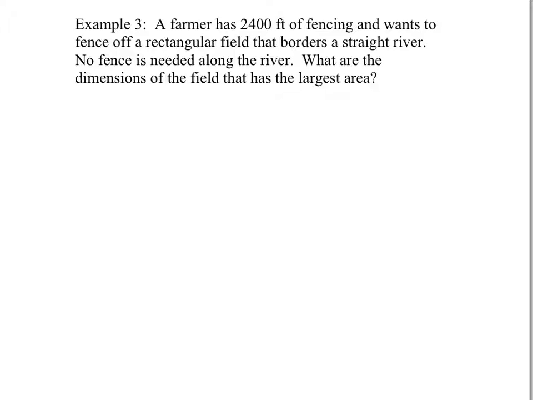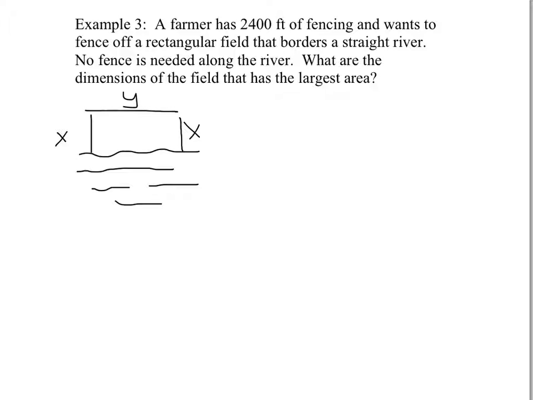So if you read this next problem, we have a farmer. He's got fencing, and yes, this is all debatable. We have this river running along here, and so we don't need any fence on this side. We only need the fence to go here, here, and here. And so I'm going to call these two sides x and this side y.